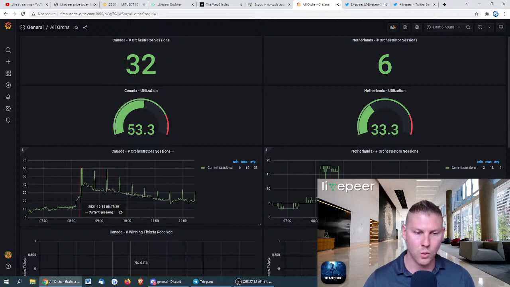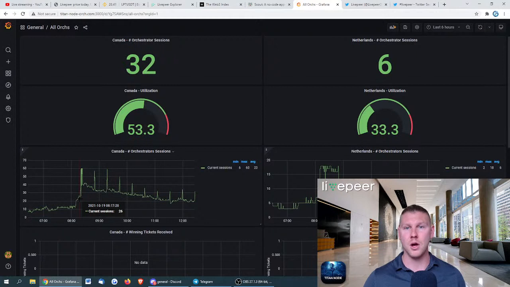And so what could that be? That could be a lot of things. One of the things it could be is the adoption of Livepeer. It could be a large app testing out their new app that might be using Livepeer.